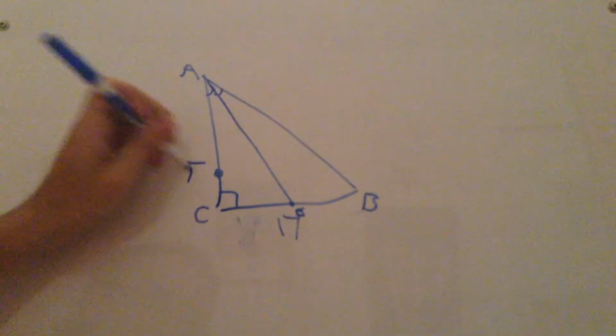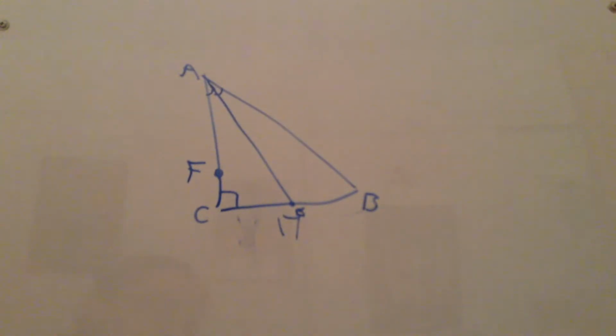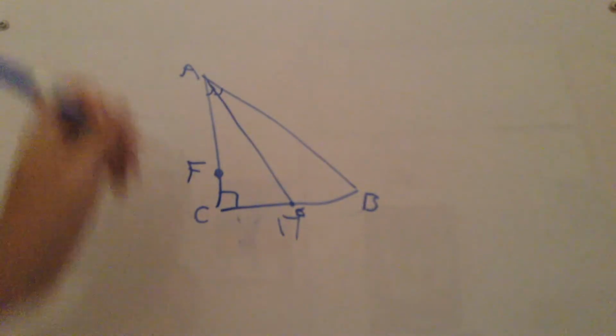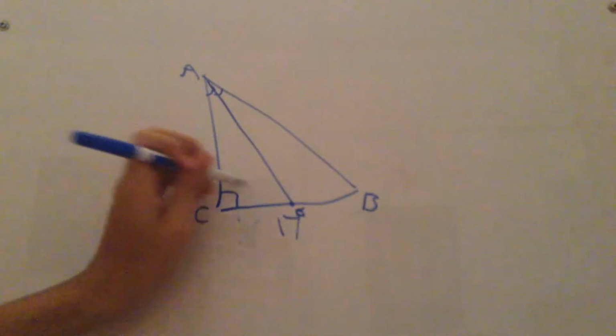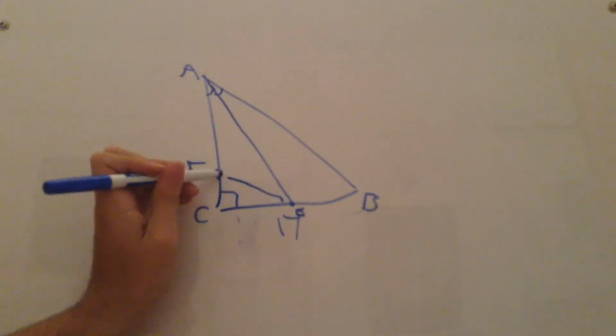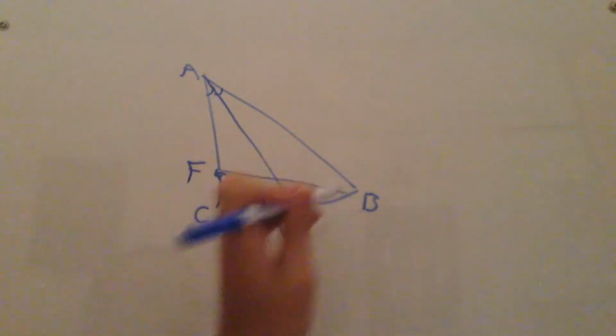So, I'm going to write it this way. I'm going to say that we have some point F on AC such that AFEB is a right triangle. I'm going to draw this.